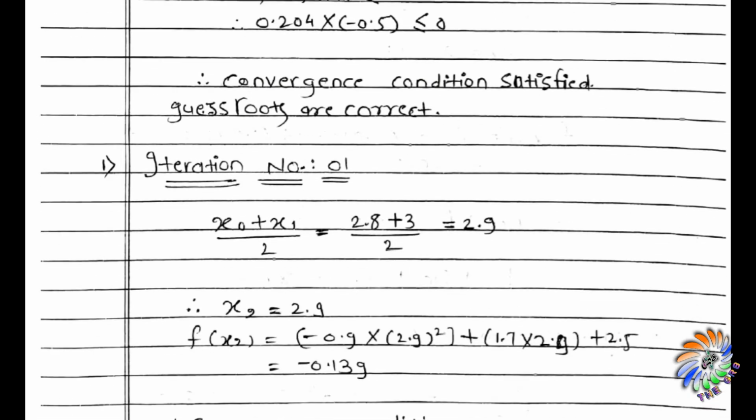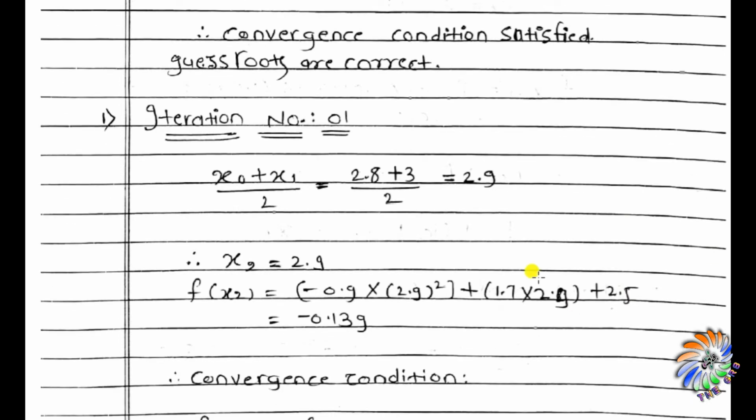Now what is the iteration? Iteration means solution. The general, simplified meaning of iteration is solution. It means solution number 1. Now what is the iterative formula? We have just seen it on the slide. The iterative formula is x0 plus x1 upon 2. It means the two values which we have assumed, we just have to find the average of those two values. 2.8 plus 3 upon 2 is equal to 2.9. Now 2.9 will be our first root.